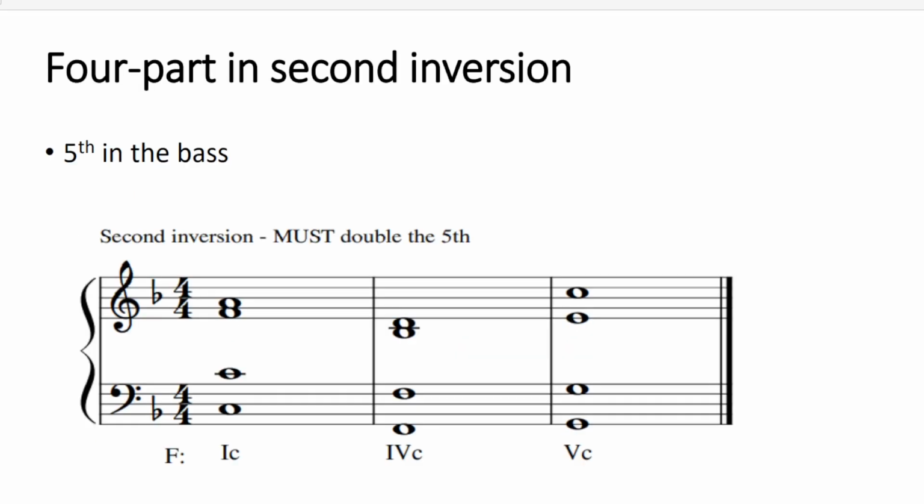Four-part in second inversion. That means the fifth of the chord in the bass. And the rule of the second inversion is must double the fifth. We will just use 1C, 4C, and 5C. The other chords not applied. F major, 1C, F, A, C, C. This is the fifth, doubling the fifth. 4C, B flat, D, F, F. The fifth in the bass and double it. 5C, C, E, G, G. So double the fifth.